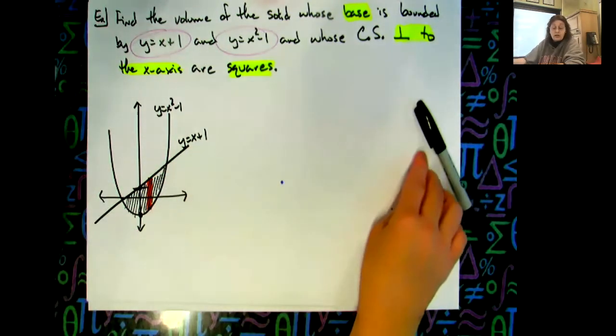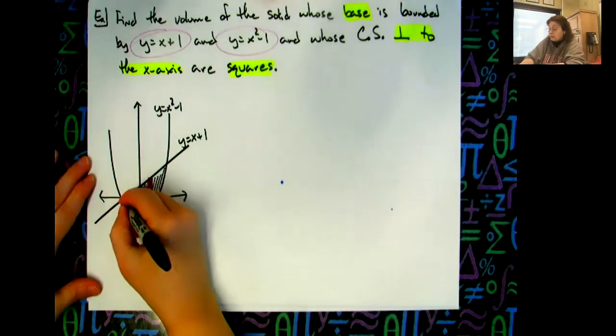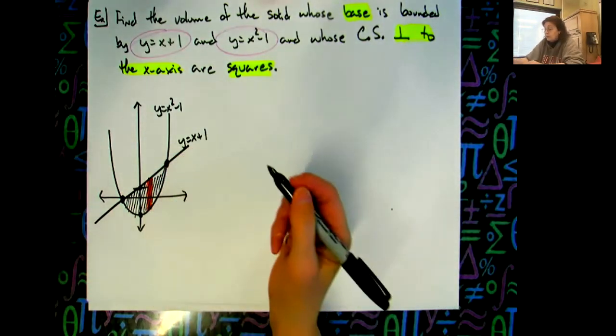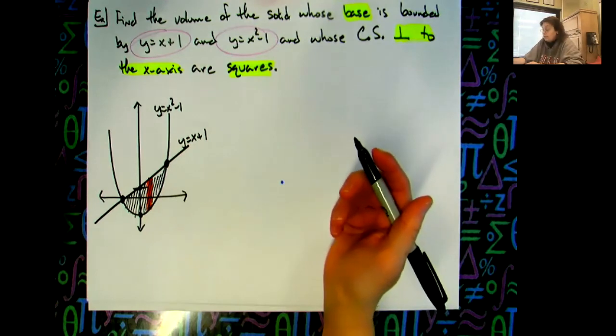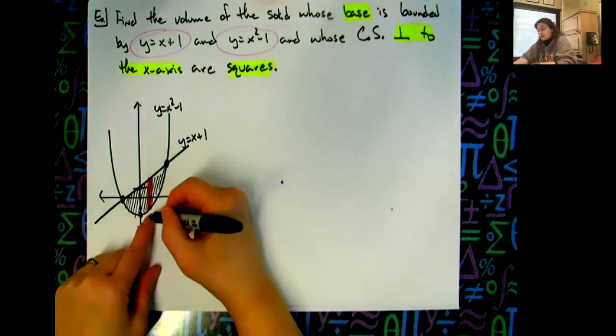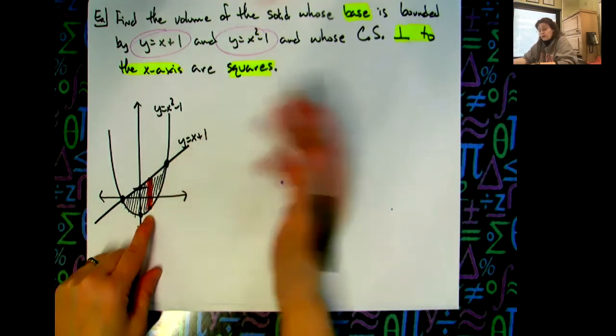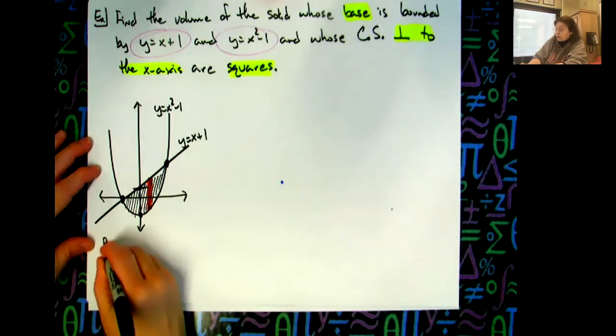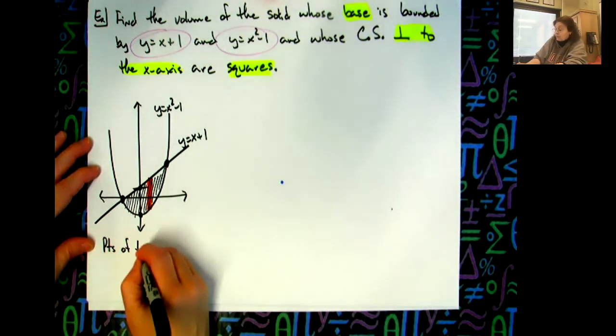We've got some intersection points. We're going to have to find the intersection points. Okay, so we'll have an intersection point there, and we'll have an intersection point there that we've got to figure out. Okay, and we're building up a square, so we'll get into that in just a little bit. Let's go ahead and find those points of intersection.